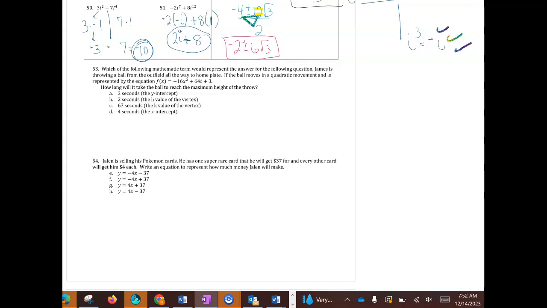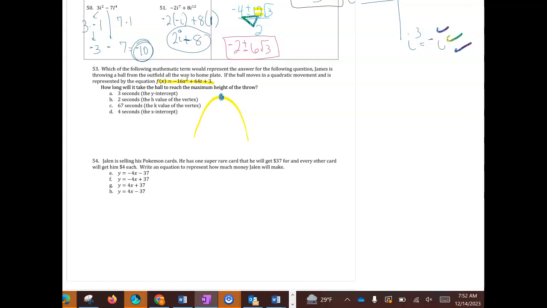So real quick, which of the following mathematical terms would represent the answer for the following questions? James is throwing a ball from the outfield all the way to home plate. If the ball moves in a quadratic movement, it's represented by this equation. So how long will it take the ball to reach the maximum height? Maximum height. So we're looking here.